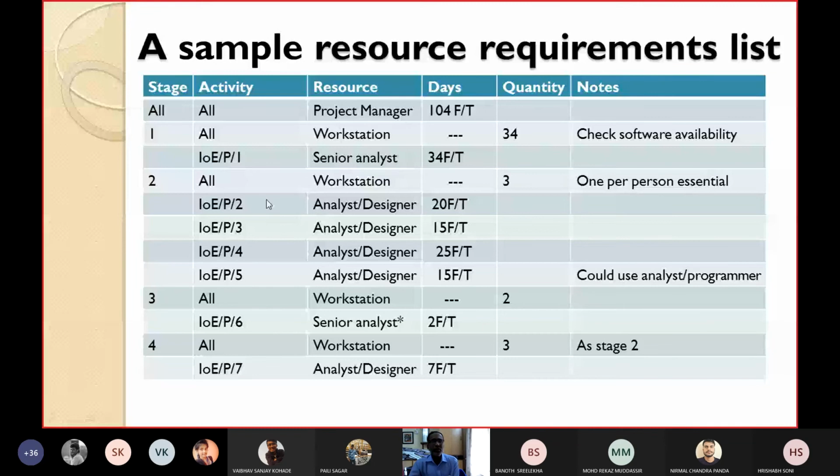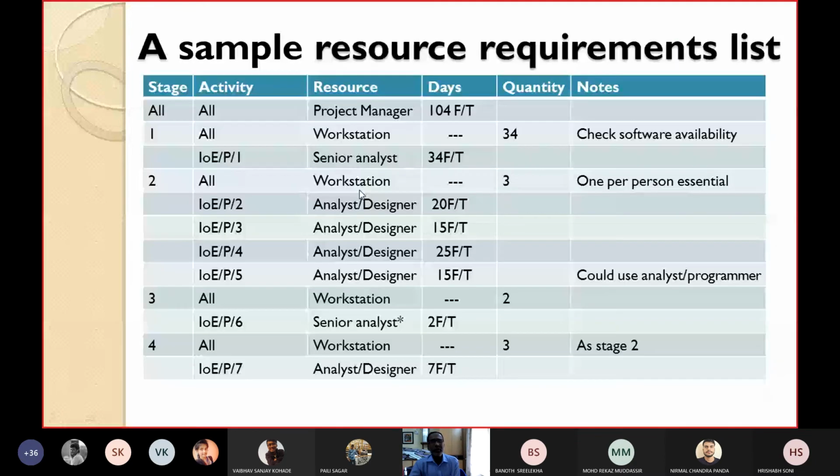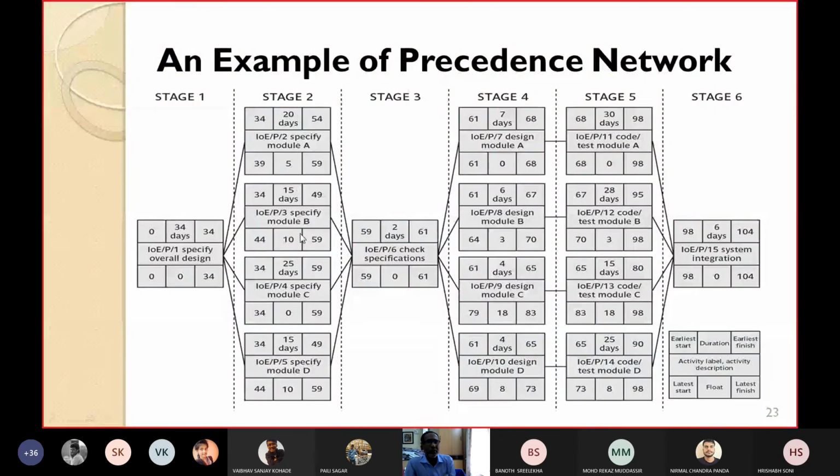Similarly, stage 2. This is mainly specifying the different activities. So in stage 2, I require a workstation, maybe 3, one per person essential. And in P2, we require what? One analyst designer.